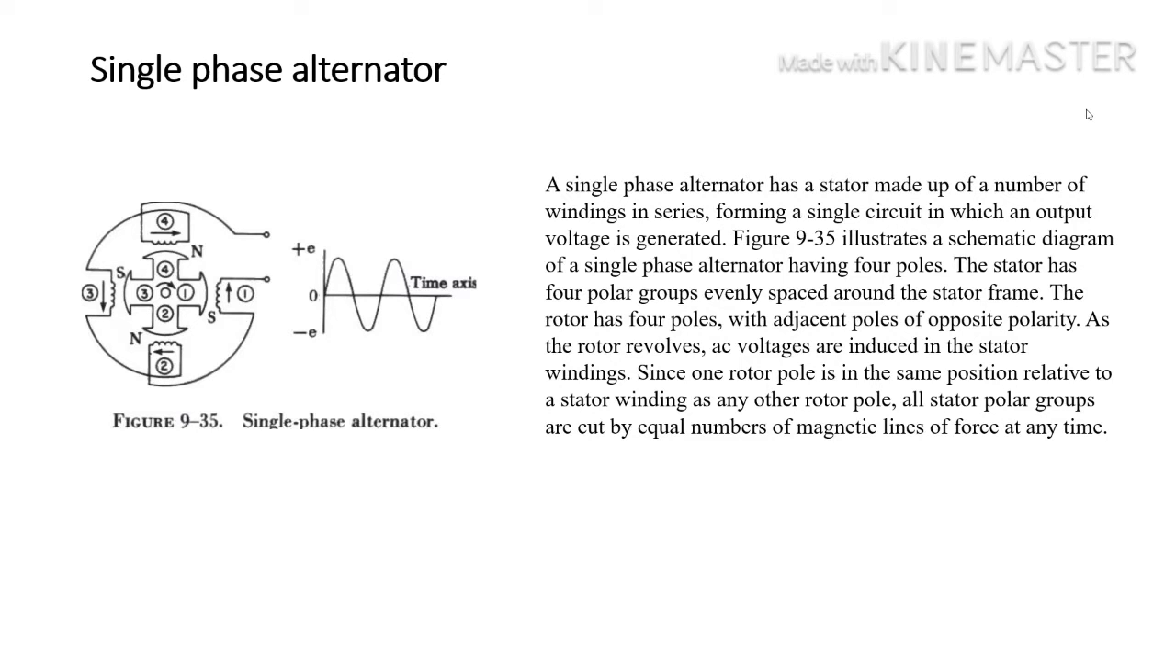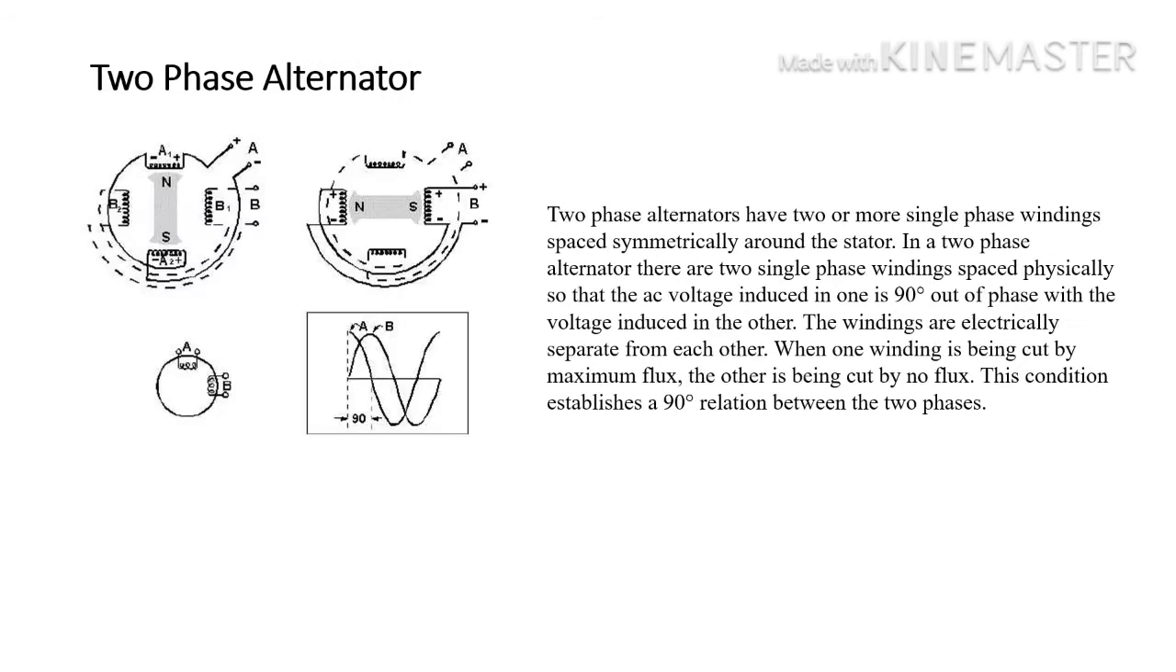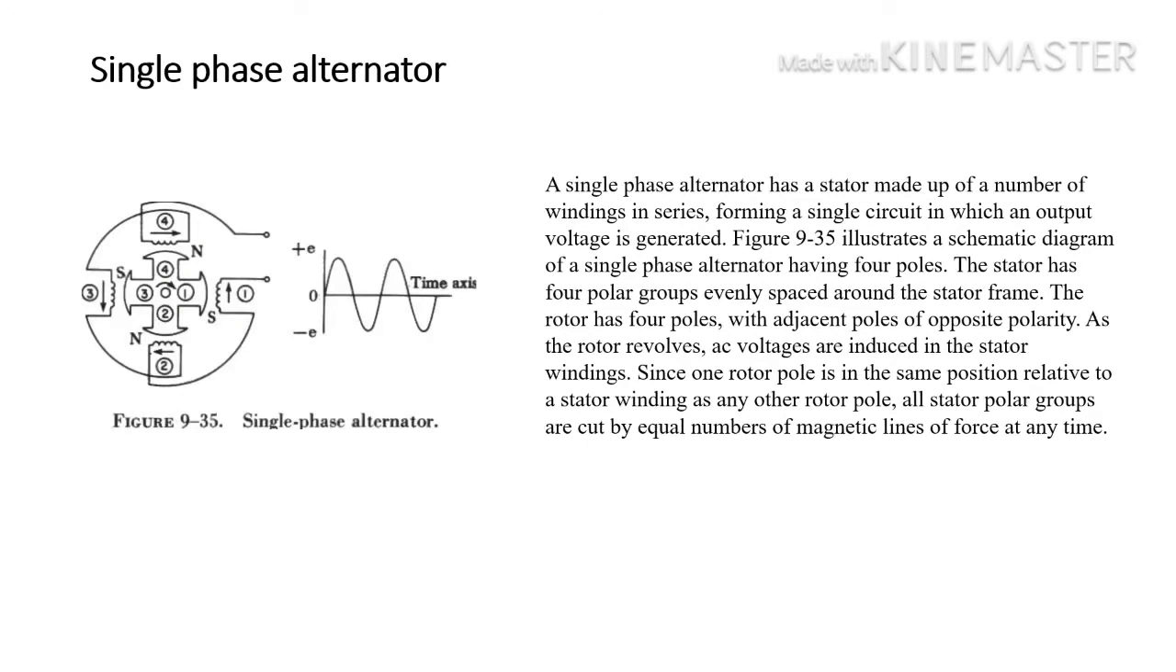Figure 95 illustrates a schematic diagram of a single phase alternator having four poles. The stator has four polar groups evenly spaced around the stator frame. The rotor has four poles with adjacent poles of opposite polarity. As the rotor revolves, AC voltage is induced in the stator windings. Since one rotor pole is in the same position relative to a stator winding as any other rotor pole, all stator polar groups are cut by equal numbers of magnetic lines of force at any time.